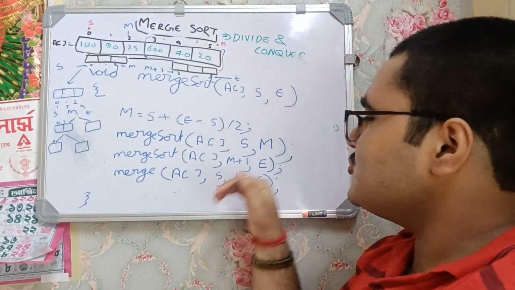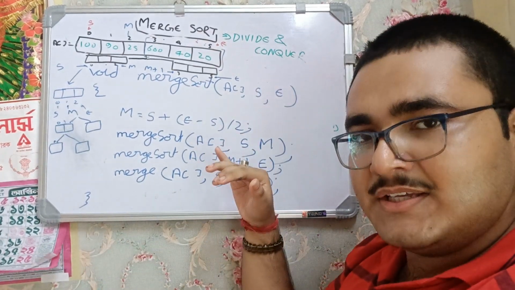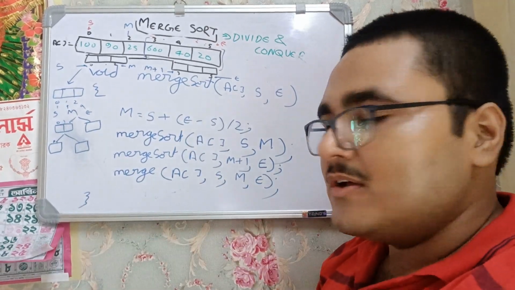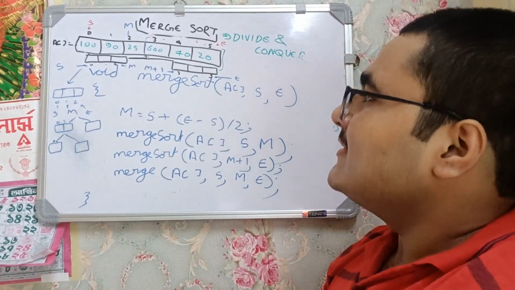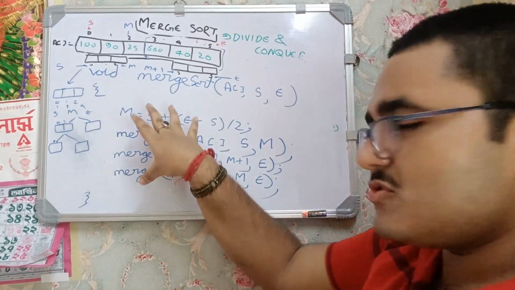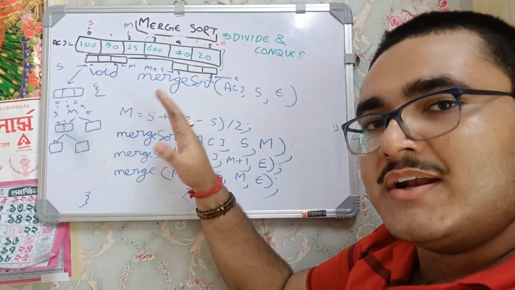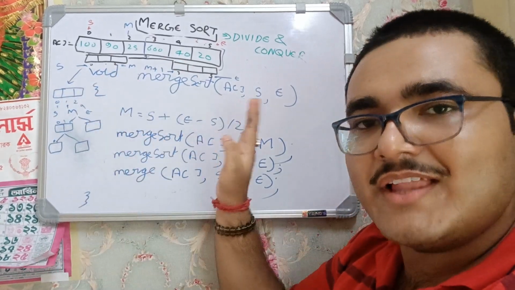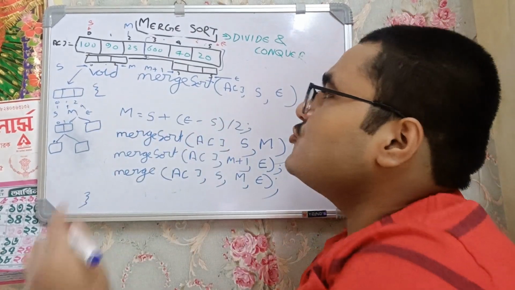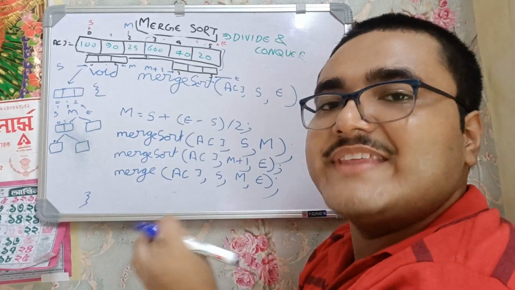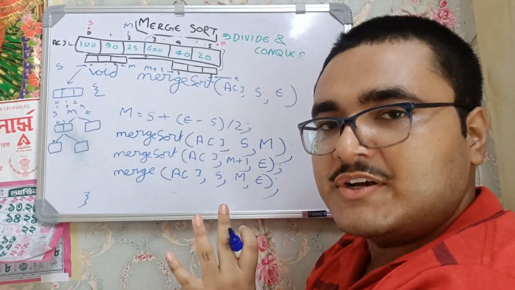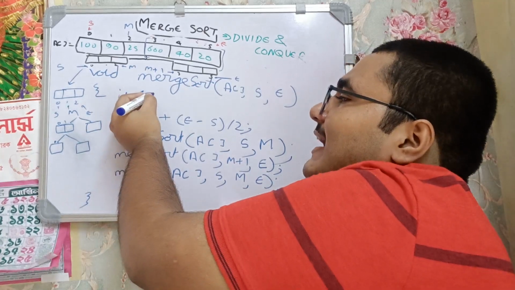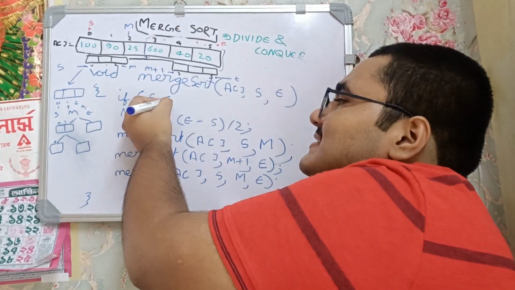So when should this call end? When should this calling process end? This calling process should go on only till the value of start is less than the value of end. Start should never cross end. If that is happening, the array is already sorted. So this call should happen only until start is less than end.